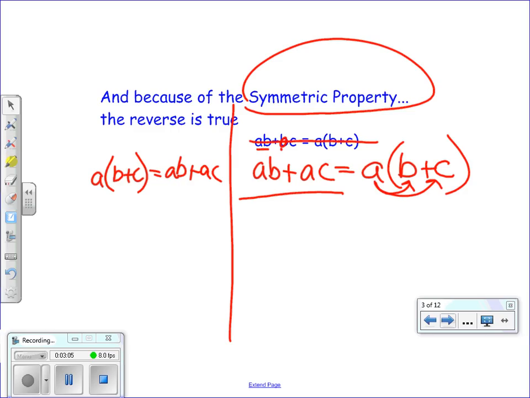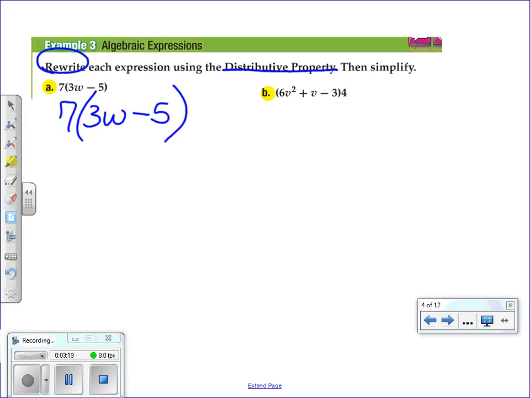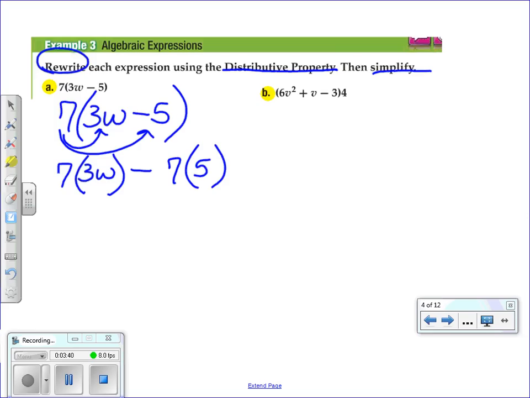Okay, symmetric property example. All right, let's look at a couple and see how we do with these. Here we have 7(3W - 5). We're going to rewrite these using the distributive property, and then we will simplify. Okay, so we're going to multiply what's outside by everything inside. So that'll be 7 times 3W, minus 7 times 5. 7 times 3W is 21W, minus 7 times 5 is 35.